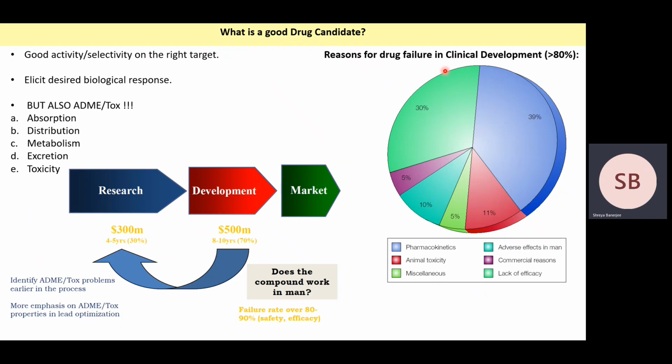What is the reason for the drug failure in the clinical development? That is where 80% of the drugs fail. There are several reasons. Like you can see, 39% is due to pharmacokinetics. That means the absorption, distribution, metabolism, excretion is not proper. Second, it can be due to toxicity. It can be because it is causing some adverse side effect. Or it can be due to commercial reasons, like the drug is very costly. Or due to lack of efficiency. That is, it is not treating the disease as well as expected.